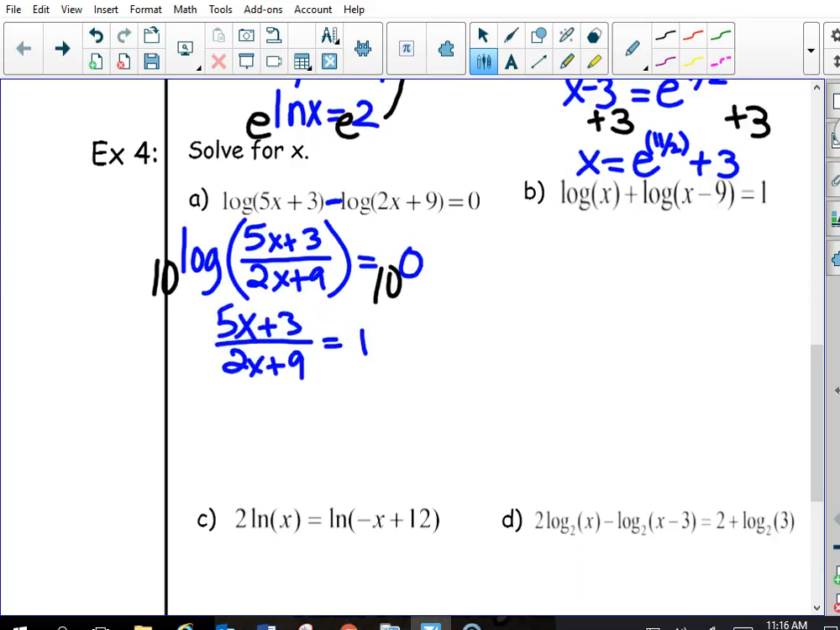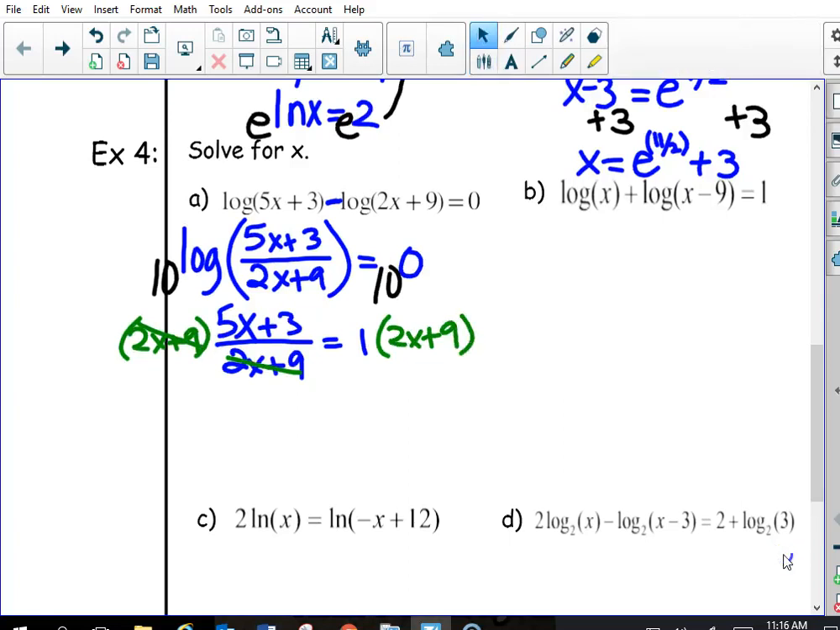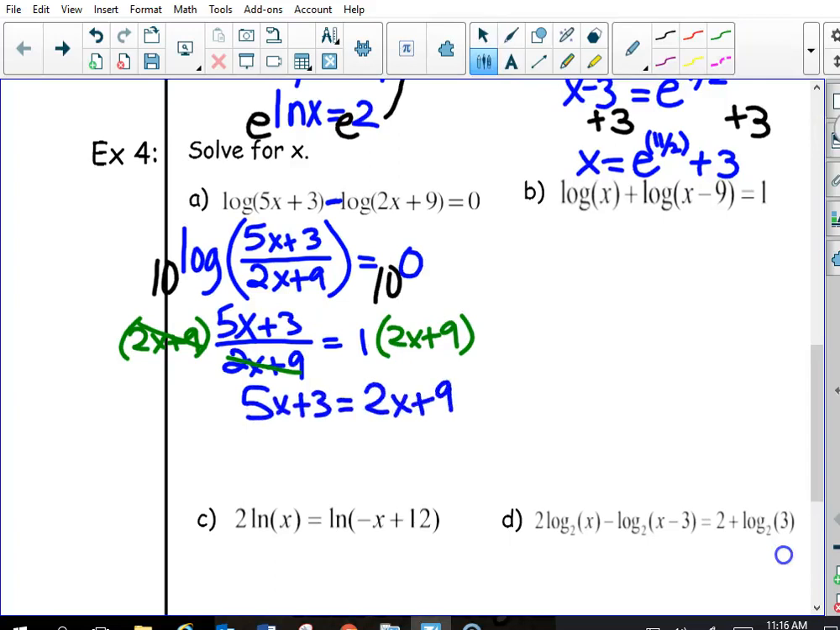So I'm going to multiply both sides by that denominator. Cancels there, and just basically shows up on the right-hand side. So I get 5x plus 3 equals 2x plus 9. And now I'm just going to start solving this. After my solving steps, it looks like I get 3x on the left-hand side is equal to 6. This one will give me x equals 2.